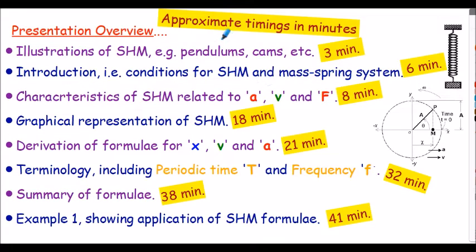For reference, here are approximate timings in minutes when the various topics of the presentation commence. You may find this useful if you want to skip to a certain topic area, or if you have prior knowledge of simple harmonic motion, you might want to jump straight to the formulae listed around 38 minutes into the presentation, and then attempt example 1, commencing 41 minutes into the presentation. For your reference, there is a second presentation where we apply the various formulae derived in this presentation to a whole series of exercises.